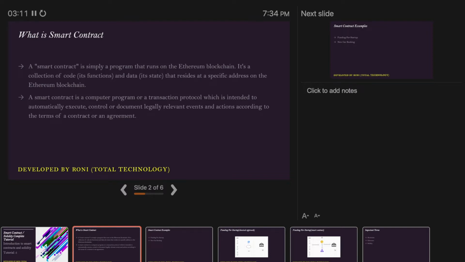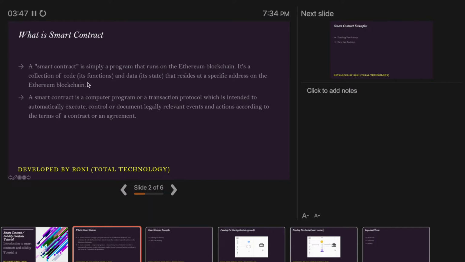Sorry. The next definition is again another piece of English statement which I copy pasted from the wiki. A smart contract is a computer program or transaction protocol which is intended to automatically execute, control, or document legally relevant events and actions according to the terms of a contract or an agreement. So it is saying that it's a computer program that runs on the Ethereum blockchain. This sounds okay. Up to this point it is fine.